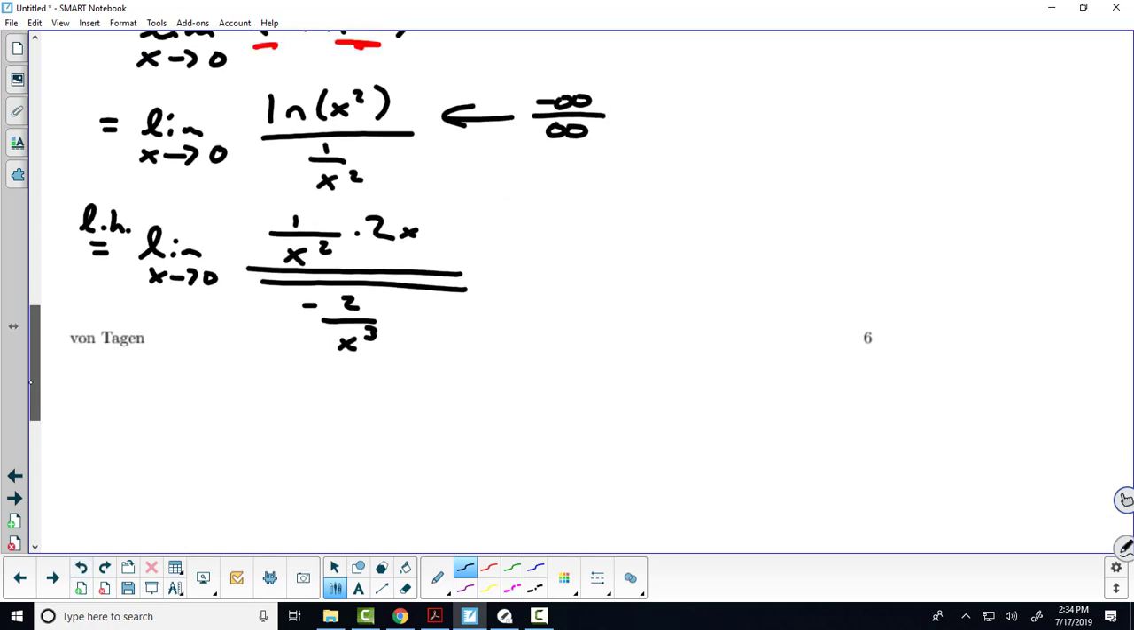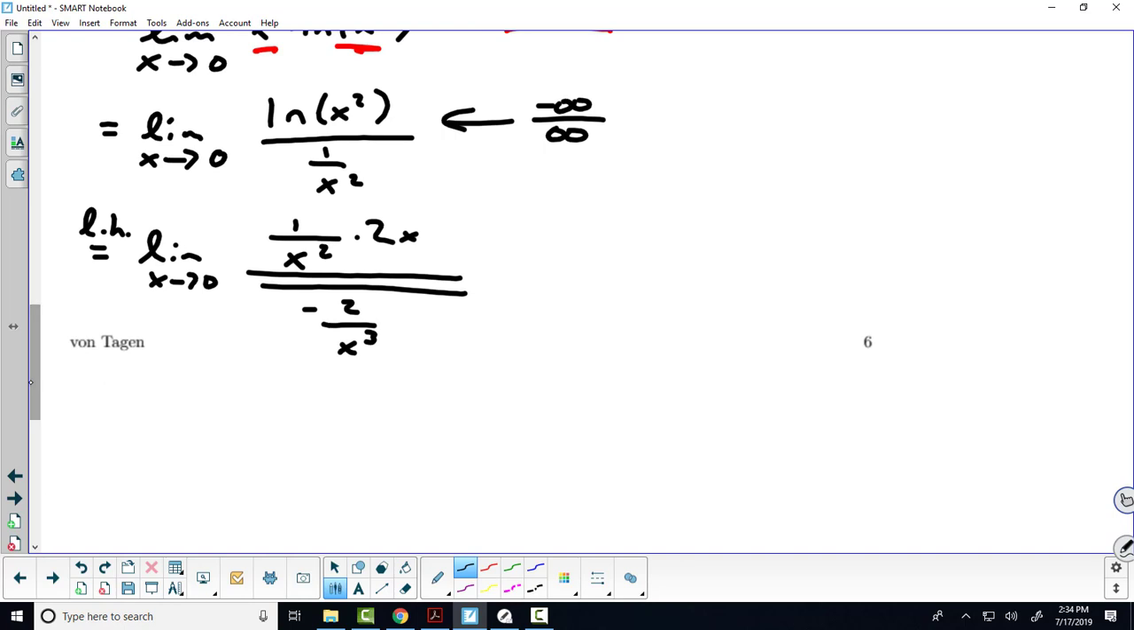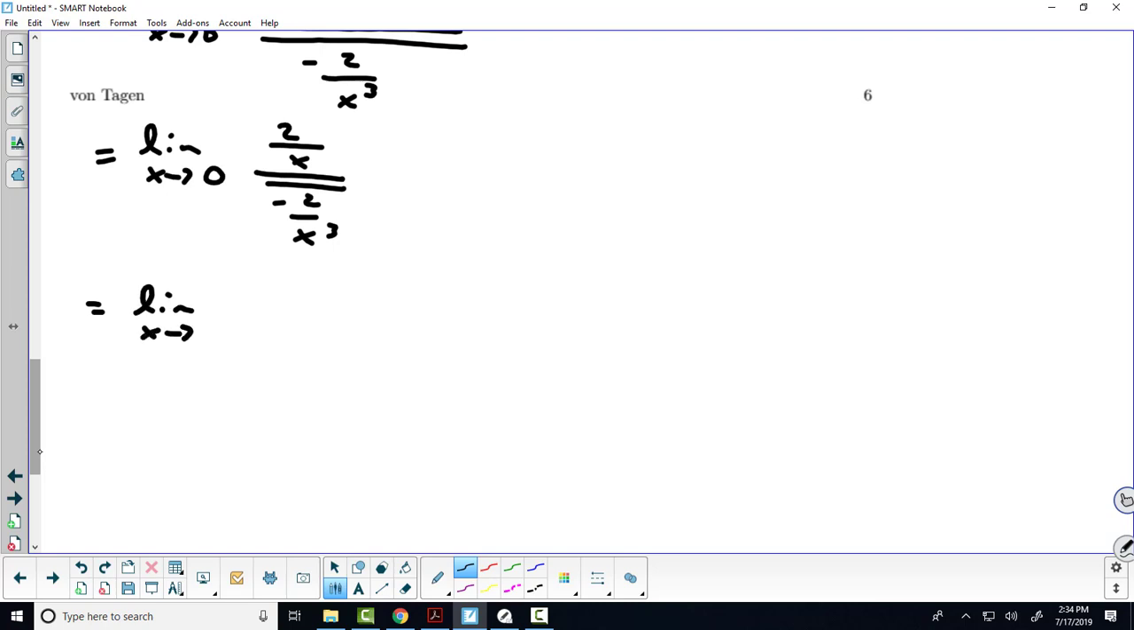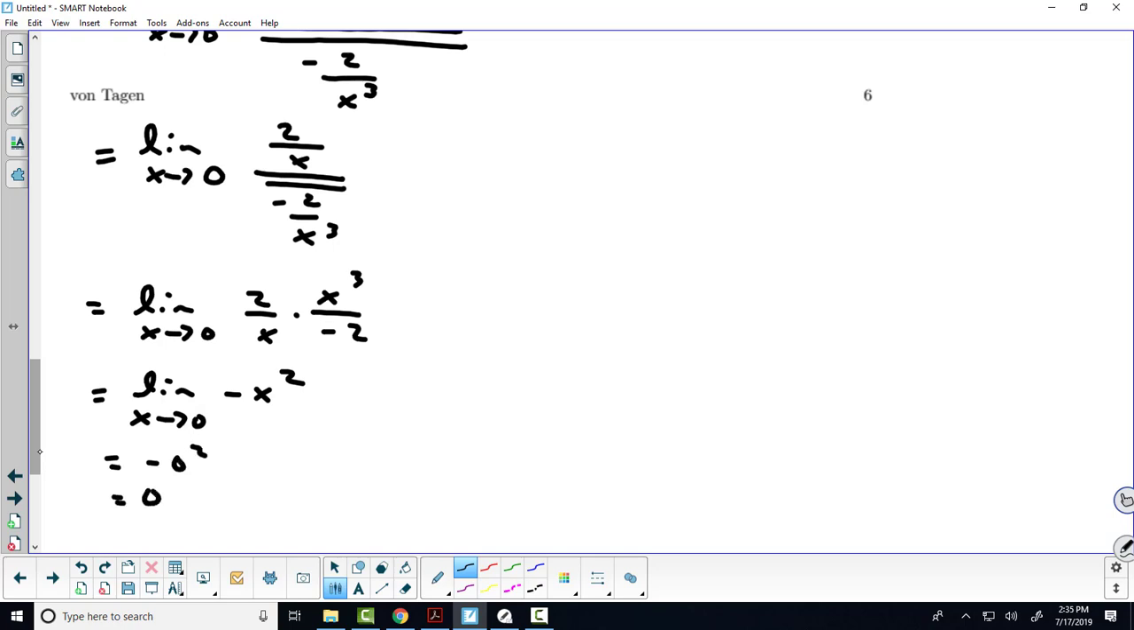Okay, so we're getting closer to being able to evaluate this. Let's go ahead and clean it up a little bit. We get the limit as x approaches 0 of the numerator just cleans up to be 2 over x, all divided by minus 2 over x cubed. Inverting and multiplying then gives us x cubed, that should be x there. Inverting and multiplying the denominator to multiply these two fractions together gives us this expression, which is the limit as x approaches 0 of negative x squared, which is just equal to minus 0 squared, which is equal to 0.